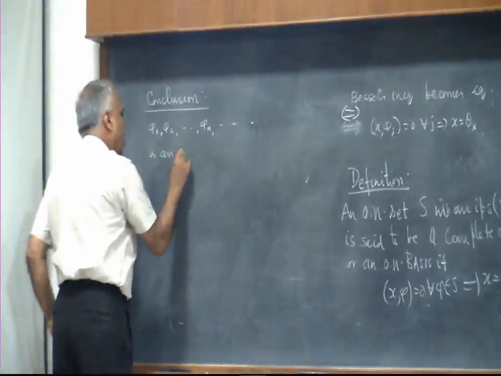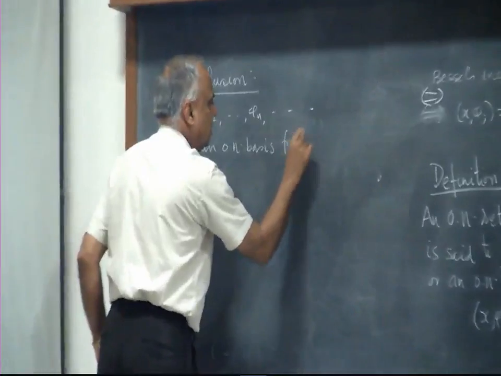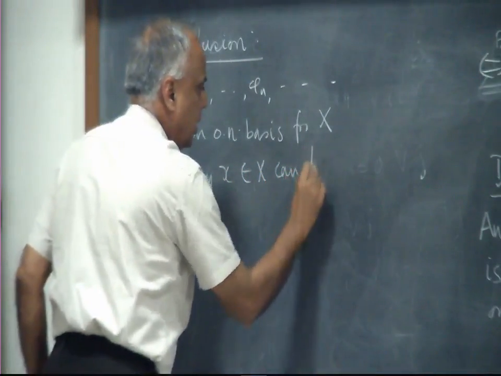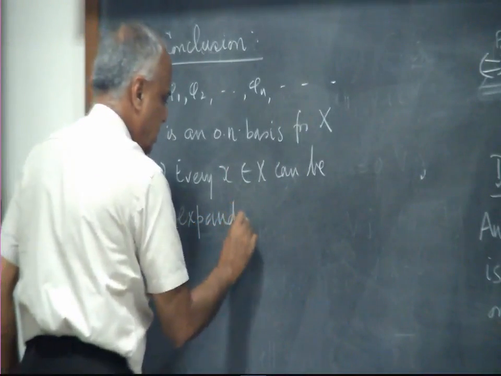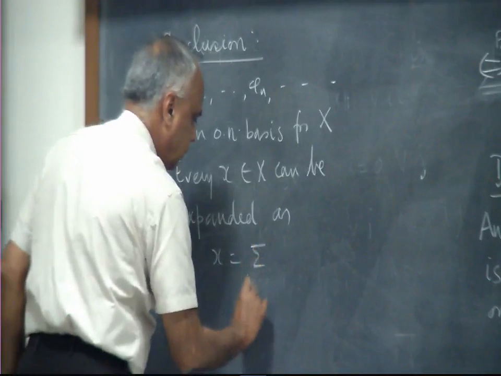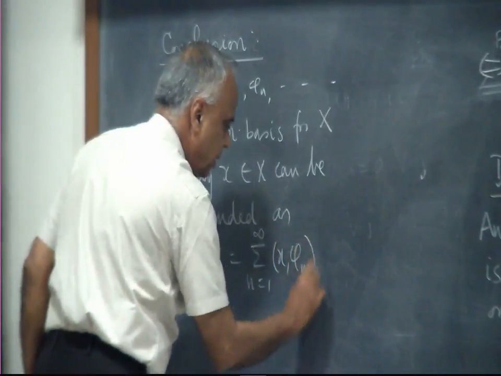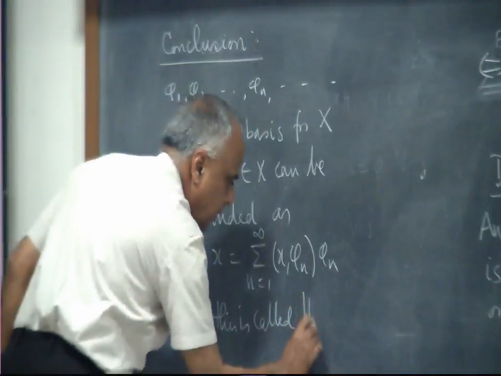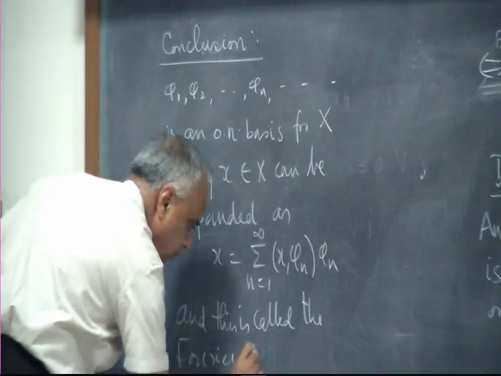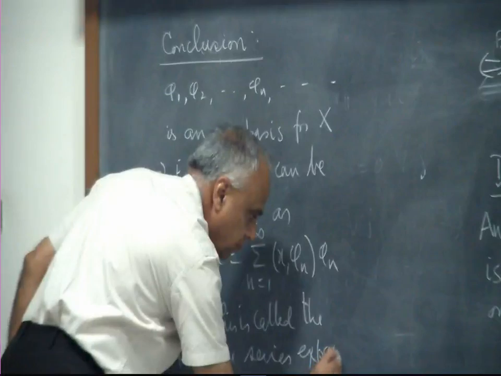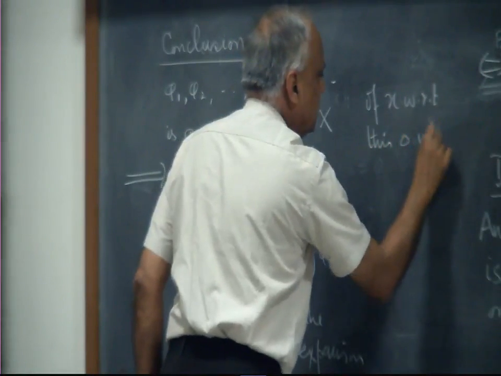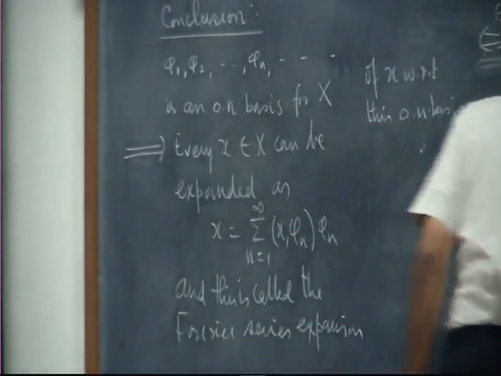If phi 1, phi 2, etc., phi n is an orthonormal basis for X, this implies every x in X can be expanded as x equal to summation n equal to 1 to infinity of x phi n, and this is called the Fourier series expansion of x with respect to this orthonormal basis. So, with respect to every orthonormal basis, we have a Fourier series.